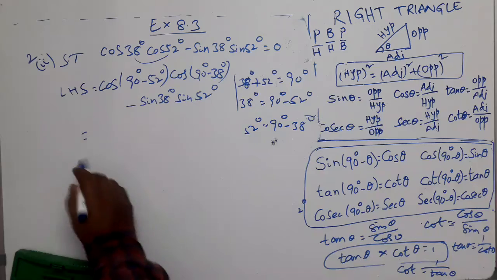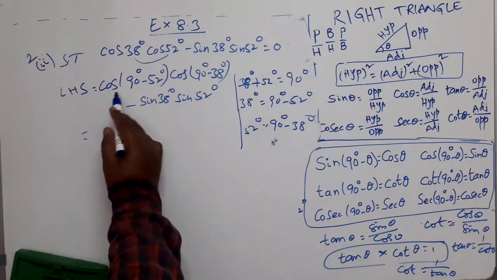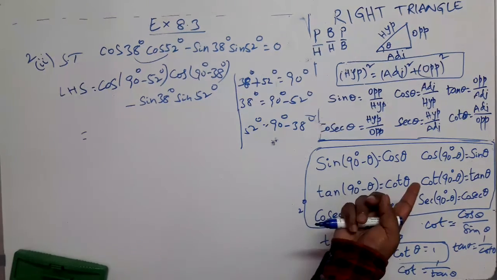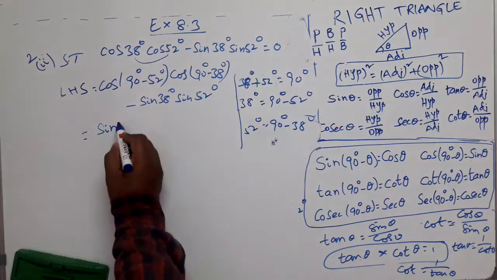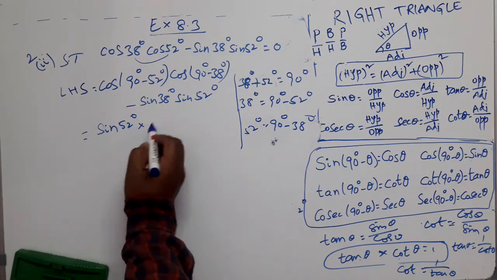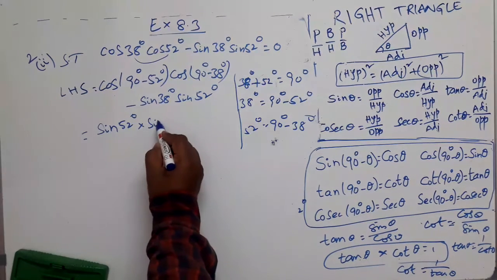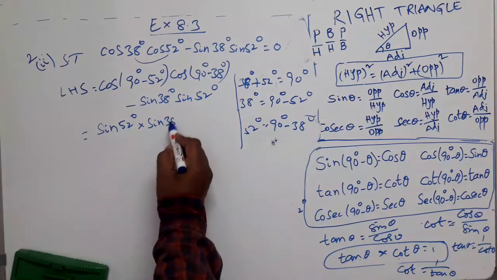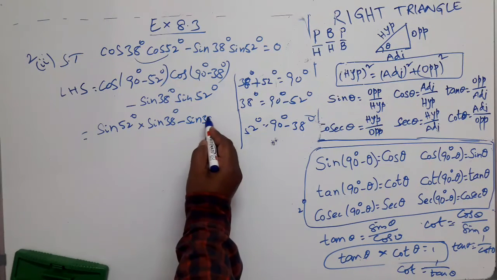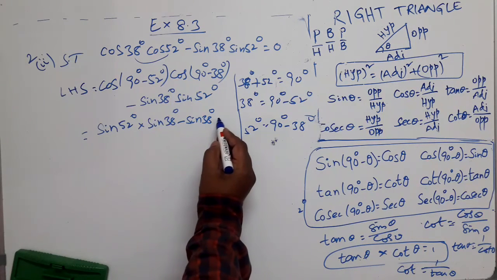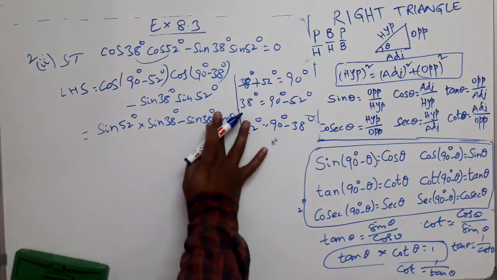Yes, you are going to see that. Tell me now. This is of the form cos 90 degrees minus theta. What is cos 90 degrees minus theta? Sin theta. So this can be written as sin 52 degrees multiplied by, this is cos 90 degrees minus theta again, that is again sin theta, that is sin 38 degrees, minus, of course, I am leaving the second term as it is, sin 38 degrees multiplied by sin 52 degrees.